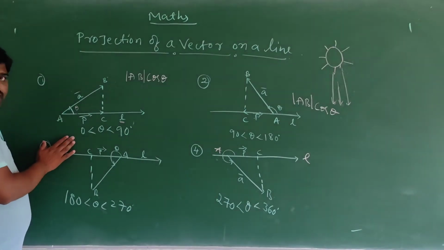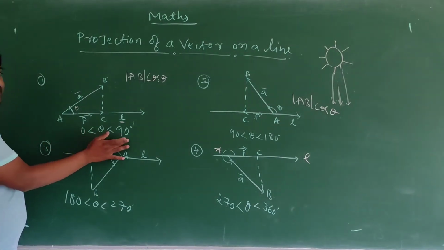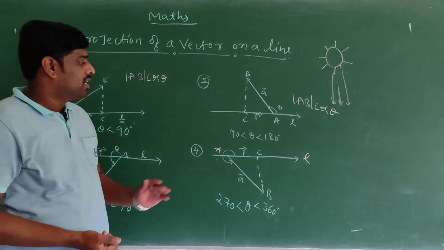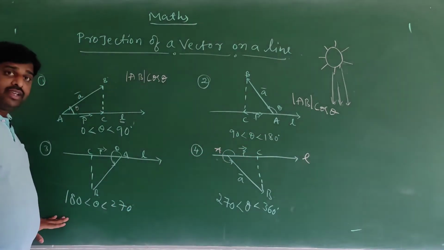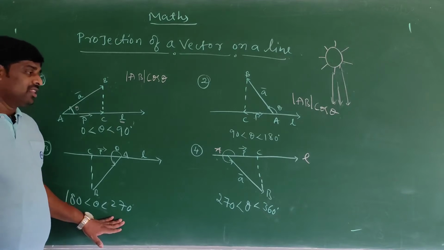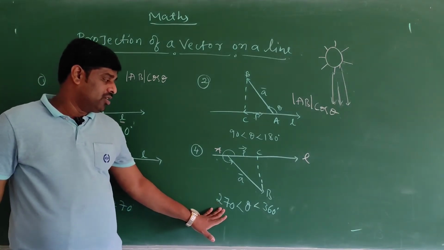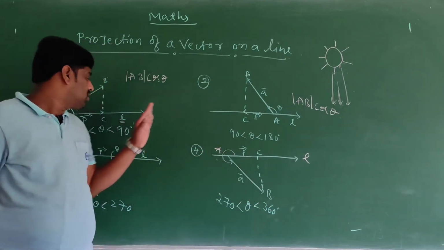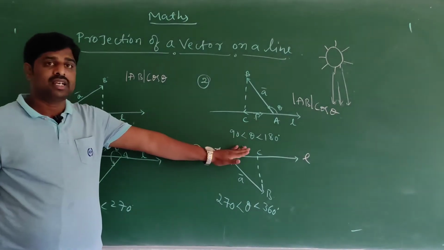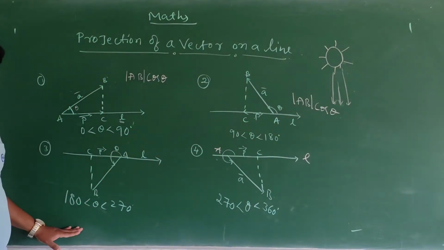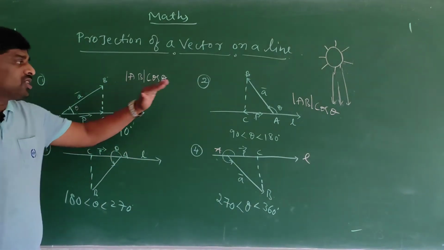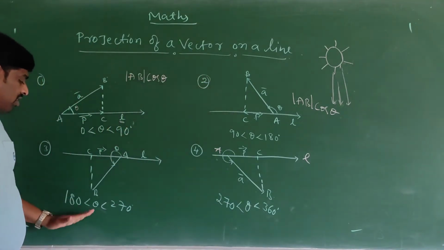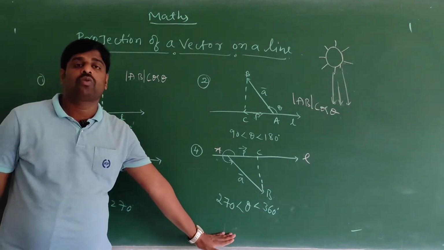Now the projection is between 0 to 90 degrees, 90 to 180 degrees, 180 to 270 degrees, and 270 to 360 degrees. This is the first quadrant, this is the second quadrant, this is the third quadrant, and this is the fourth quadrant. Projection in the first quadrant, second quadrant, third quadrant, and fourth quadrant.